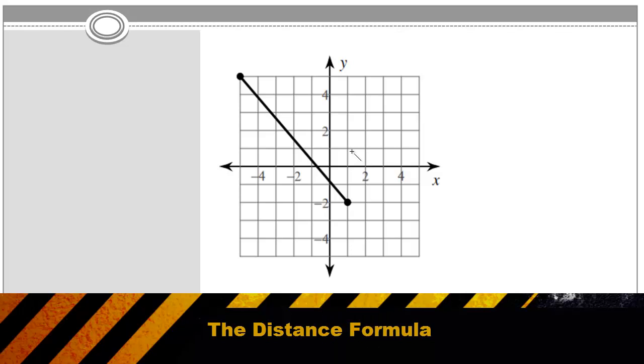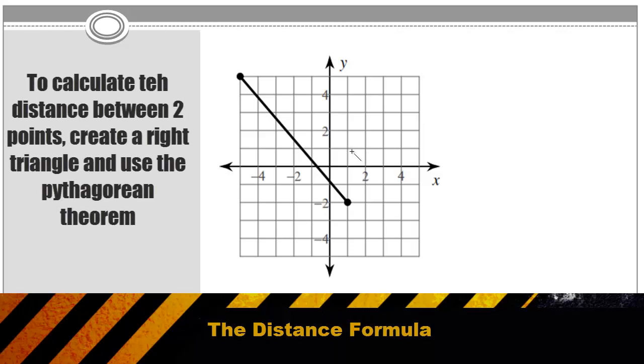Sometimes a question may ask you to find the distance between 2 points on a line. There is an equation to do that, but for your exam it's going to be much easier to just translate those 2 points into a right triangle. From there we can just use the Pythagorean theorem, which of course is a squared plus b squared is equal to c squared. It doesn't matter which legs you use for a and b, but your c is always your slanted side.